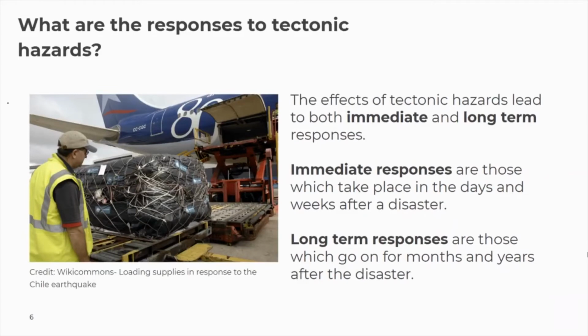Okay, so what we're going to have a look at now are the responses to tectonic hazards. So essentially, this is what happens after there has been a tectonic hazard. Now, the effects of tectonic hazards lead to what we call immediate and long-term responses. So we have primary and secondary effects and immediate and long-term responses. Now, an immediate response is those that take place within days or weeks of the disaster, whereas a long-term response is those that take place for months and years after the disaster.